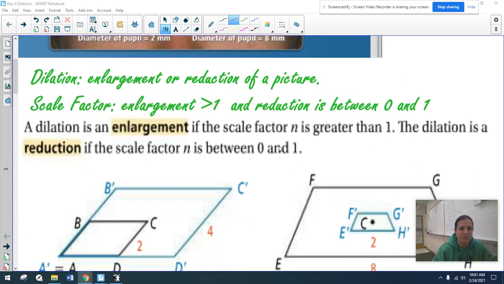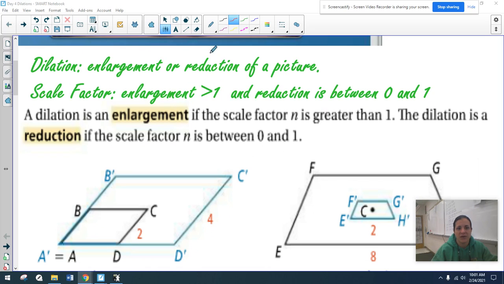Okay, so a dilation is an enlargement or a reduction of a picture. You also are going to have something called the scale factor. They're going to tell you what the scale factor is or ask you for the scale factor. If it's bigger than 1, that makes it an enlargement.